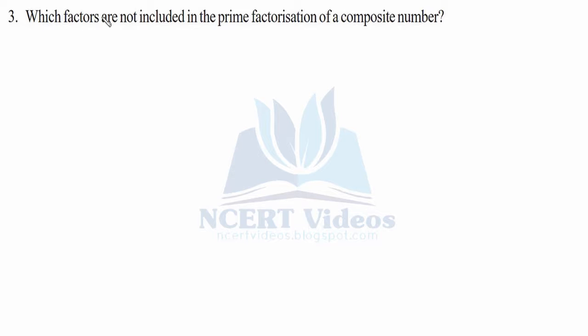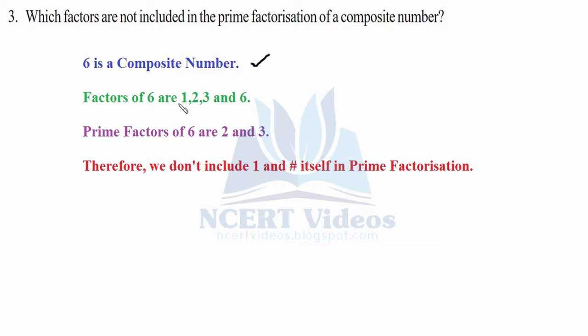Third, which factors are not included in the prime factorization of a composite number? Well, 6 is a composite number and the factors of 6 are 1, 2, 3 and 6. We are taking an example. So prime factors of 6 are 2 and 3. We are talking about prime factors, not the factors itself. So therefore we don't include 1 and the number itself in the prime factorization. And the number here is 6, so we don't include it in prime factors. So this is your question third.